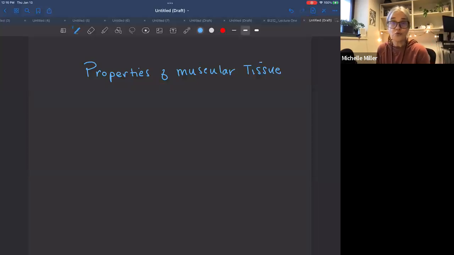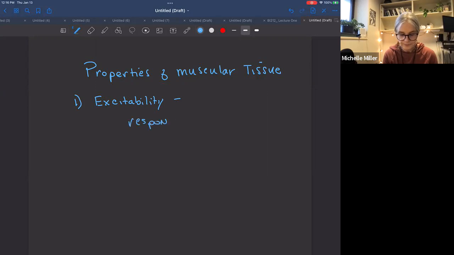There are four properties of muscular tissue, no matter what type of muscular tissue we're talking about. And the first property is that it is excitable. So we have excitability as a property. So this means that it responds to electrical stimuli. And this electrical stimuli is a change in charge.